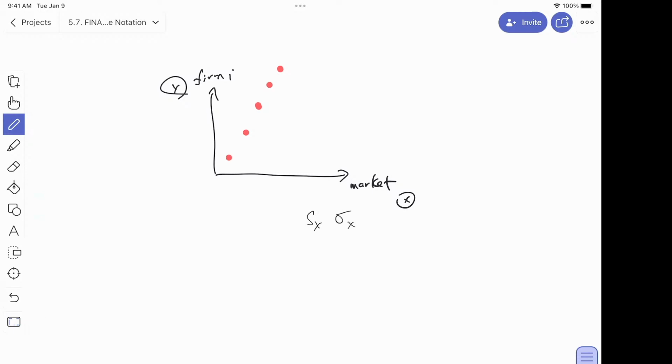S_X and sigma_X, what's the relationship between those two? Which one is bigger? The sample. Why? Because the sample's only this part, the other one is big, it's the population. That's not the reason, but that's a good guess. It's a good rationale, I guess, but that's not the reason.